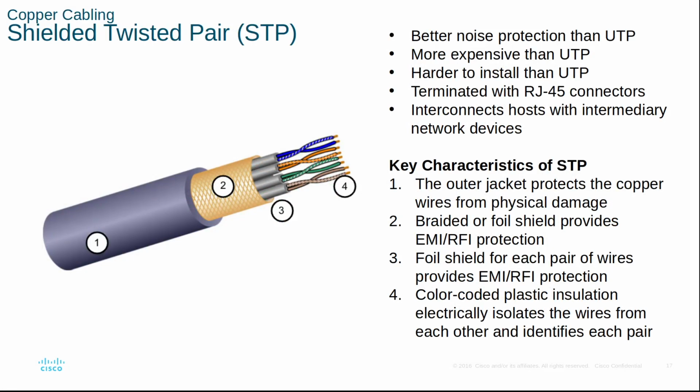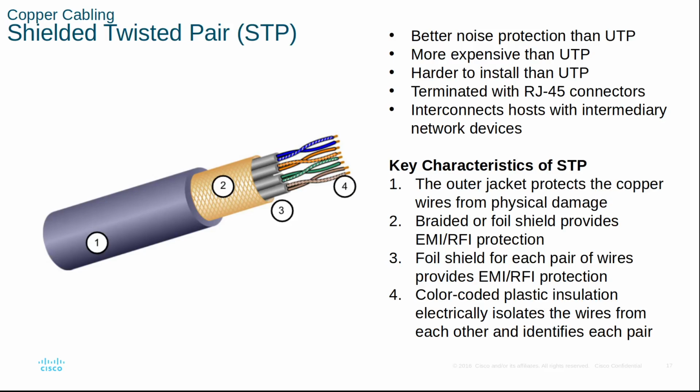Now, shielded twisted pair is a bit more expensive, and it's a bit harder to install. It has much better noise protection against EMI and RFI. It's still terminated with RJ45 connectors, and you'd use it for the exact same things that you would use unshielded twisted pair. If you've got a lot of EMI and RFI in an environment, you might want to invest in these instead.